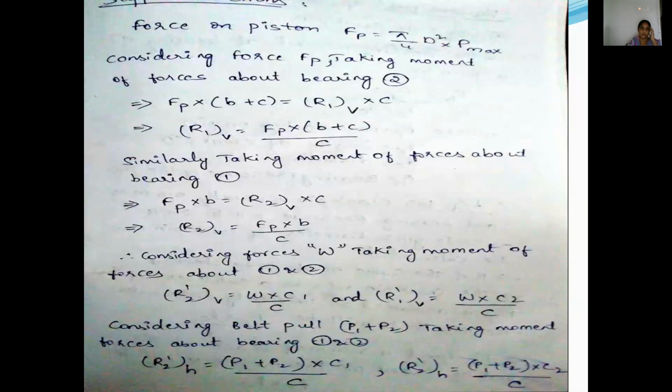Okay, support reactions. The force on the piston Fp is equal to pi by 4 d square into P max. Considering force Fp, taking moment of forces about bearing 2, Fp into B plus C is equal to R1 into V into C. Similarly, taking moment of forces about bearing 1, Fp into B is equal to R2 into V into C. Like that, you will consider the vertical reactions. Considering force W, taking moment of forces about 1 and 2, the vertical reactions are W into C1 by C and W into C2 by C.